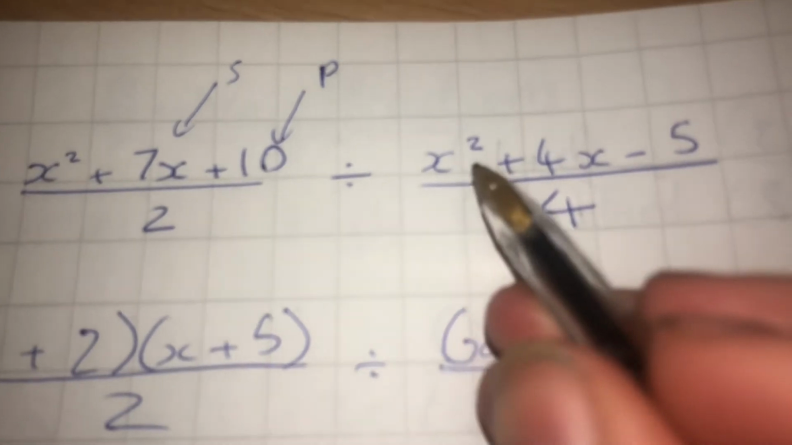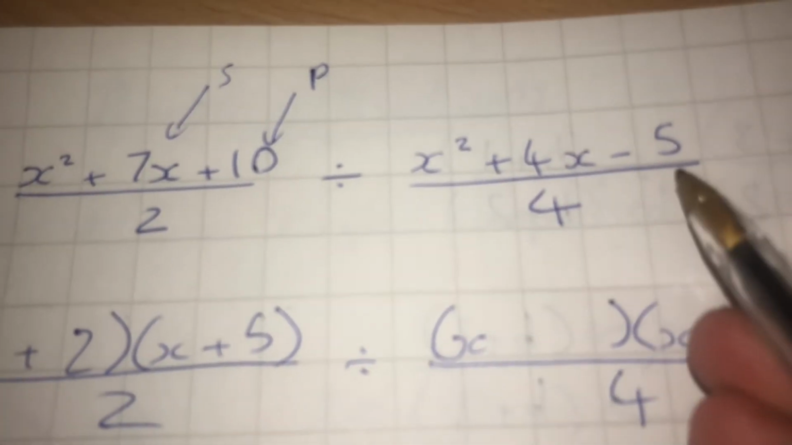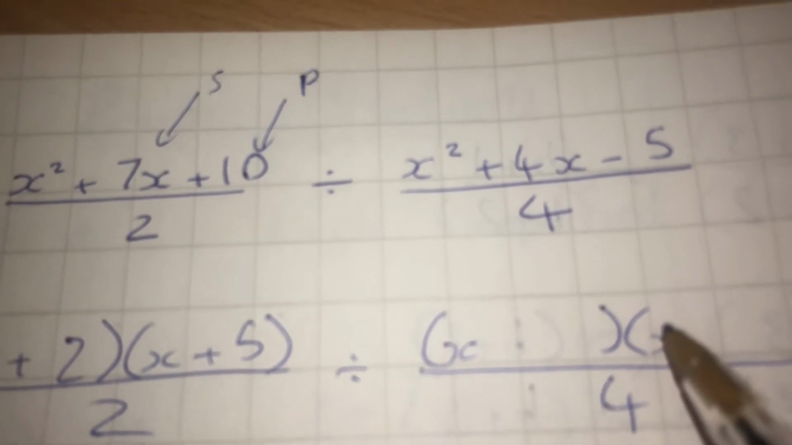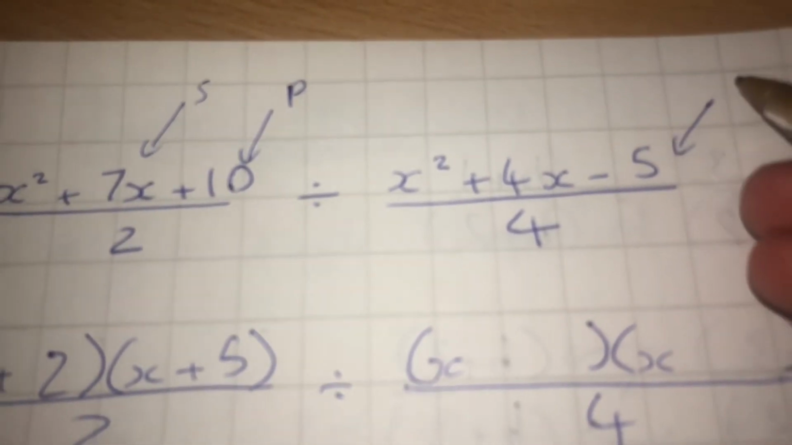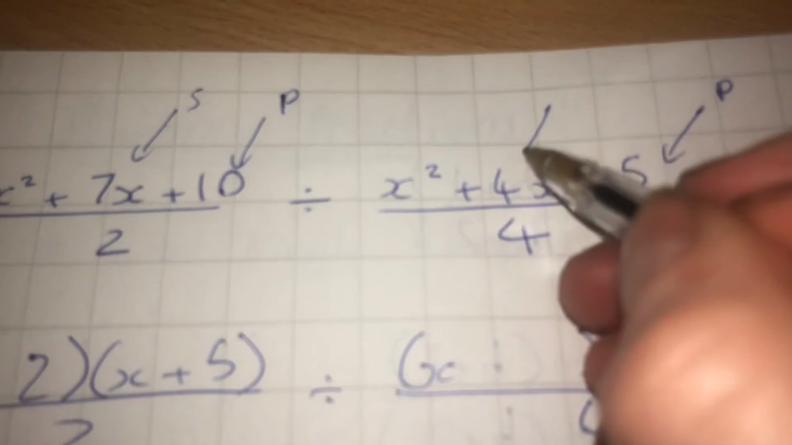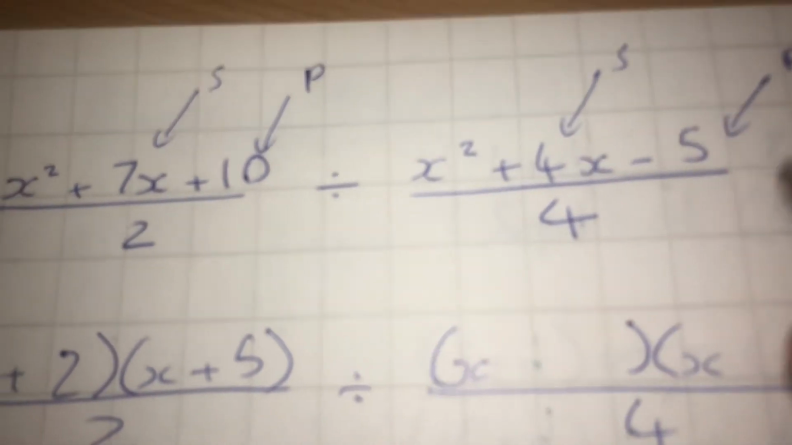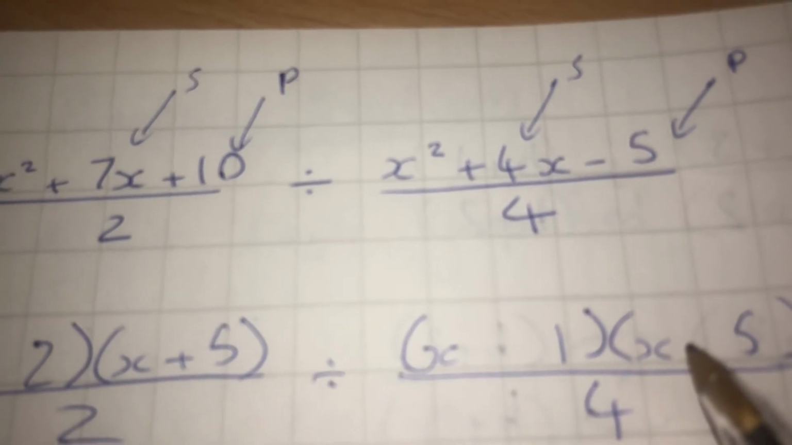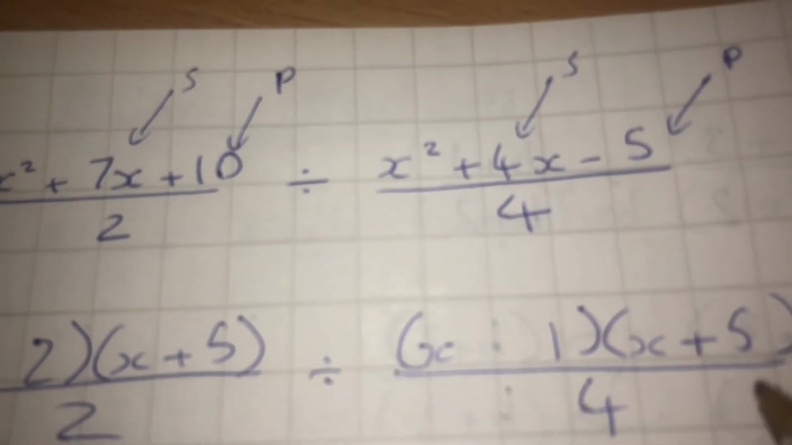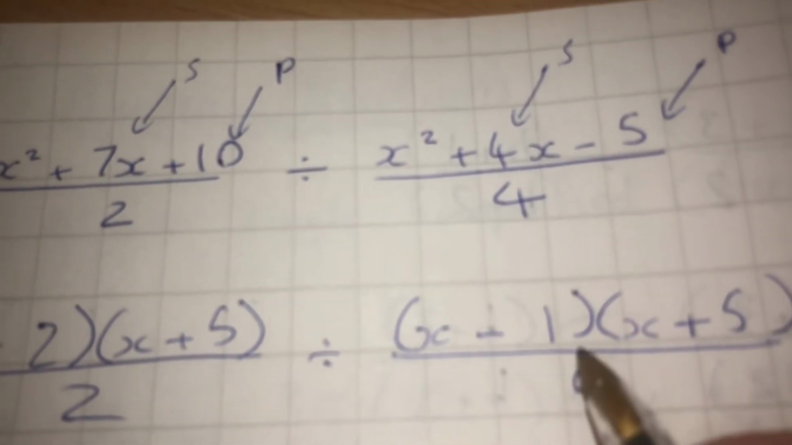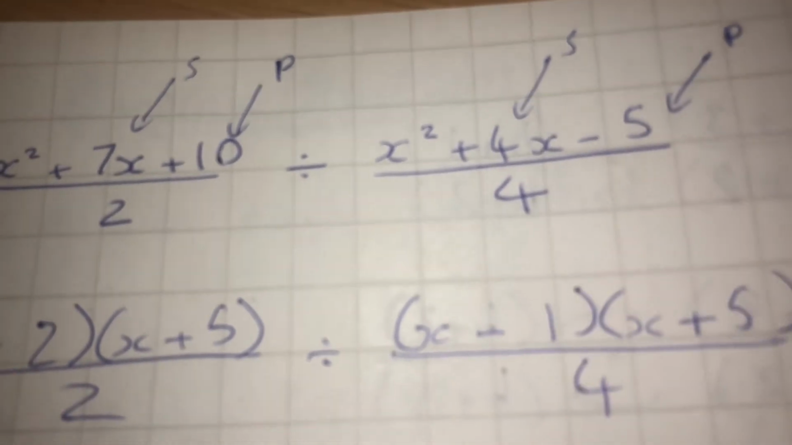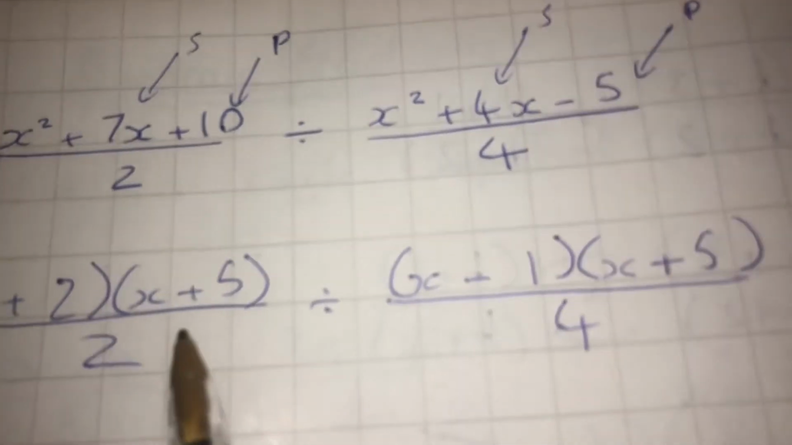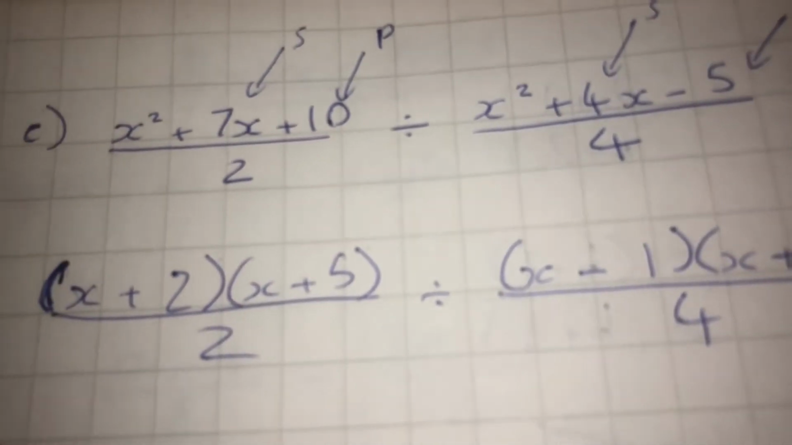again, the only way I can get an x squared over here is if I had an x and an x. Now I need a product of minus 5 and a sum of 4. So the only way to get that is with some combination of 1 and 5, but I want a plus 4, so the 5 has to be the positive, the larger number, and minus 1, because minus 1 plus 5 is positive 4. Now, it's key to notice that one of the brackets is the same as these, and you'll see in a wee second what happens.